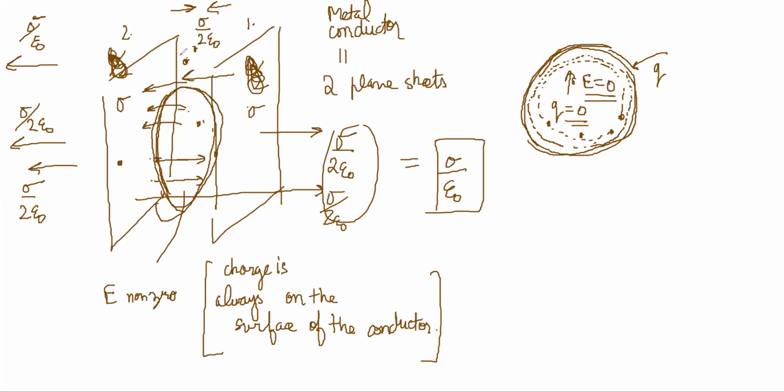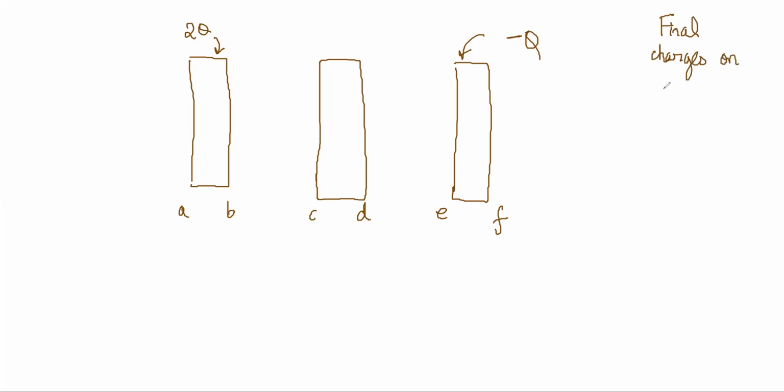Now there are many other examples and all, but we'll do just one example which is in the exercise, the last question of HCV. So the question is like this. Suppose we label these surfaces. These are all conductors. And I have given a charge minus Q on this and charge 2Q on this, right? I have given these charges on this conductor. The three metal bodies. Now you have to find the final charge distribution on each of the surfaces. Final charges on A, B, C, D, E, F.